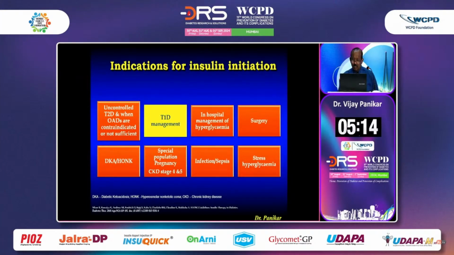In hospital management of insulin, hyperglycemia, you need insulin. Perioperative, post-operative, surgery, DKA, HONK, special populations like pregnancy, you need insulin. And there again, human insulins are the preferred ones. But now some of the analogs are also approved. Infection and sepsis cause hyperglycemia.